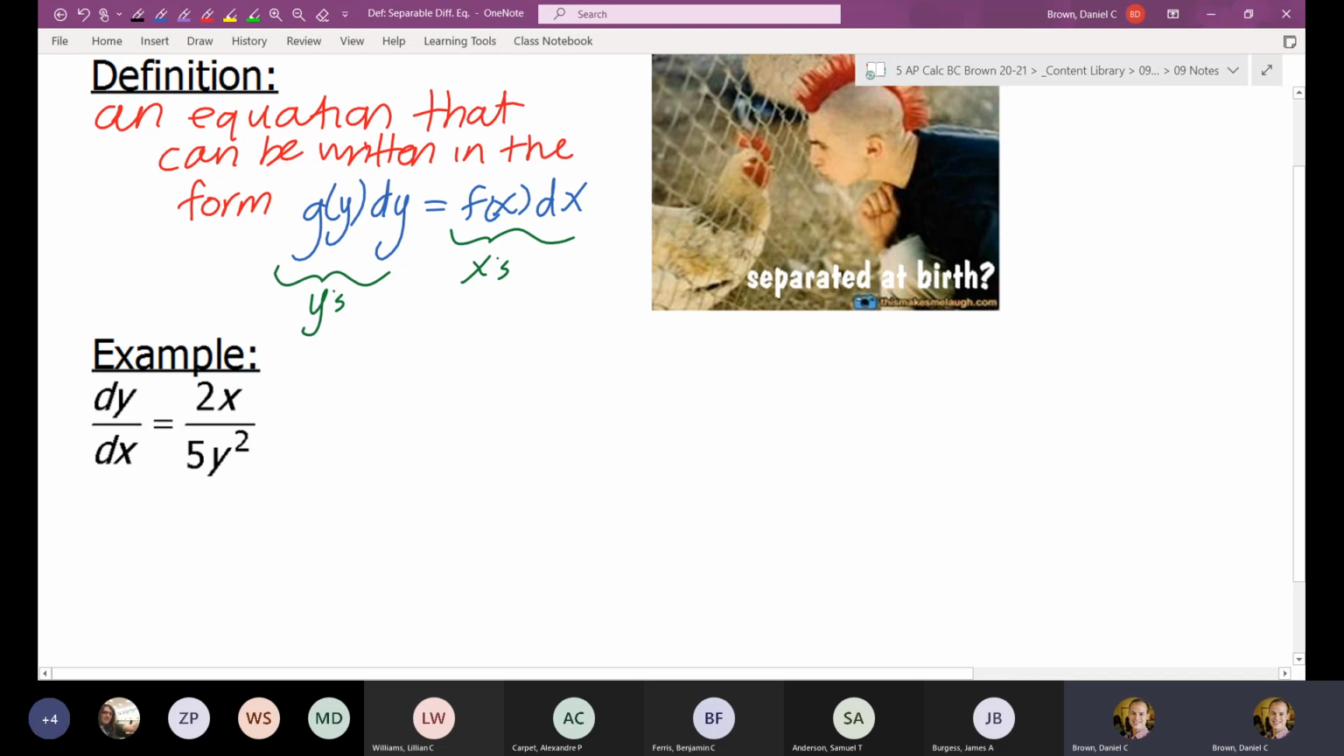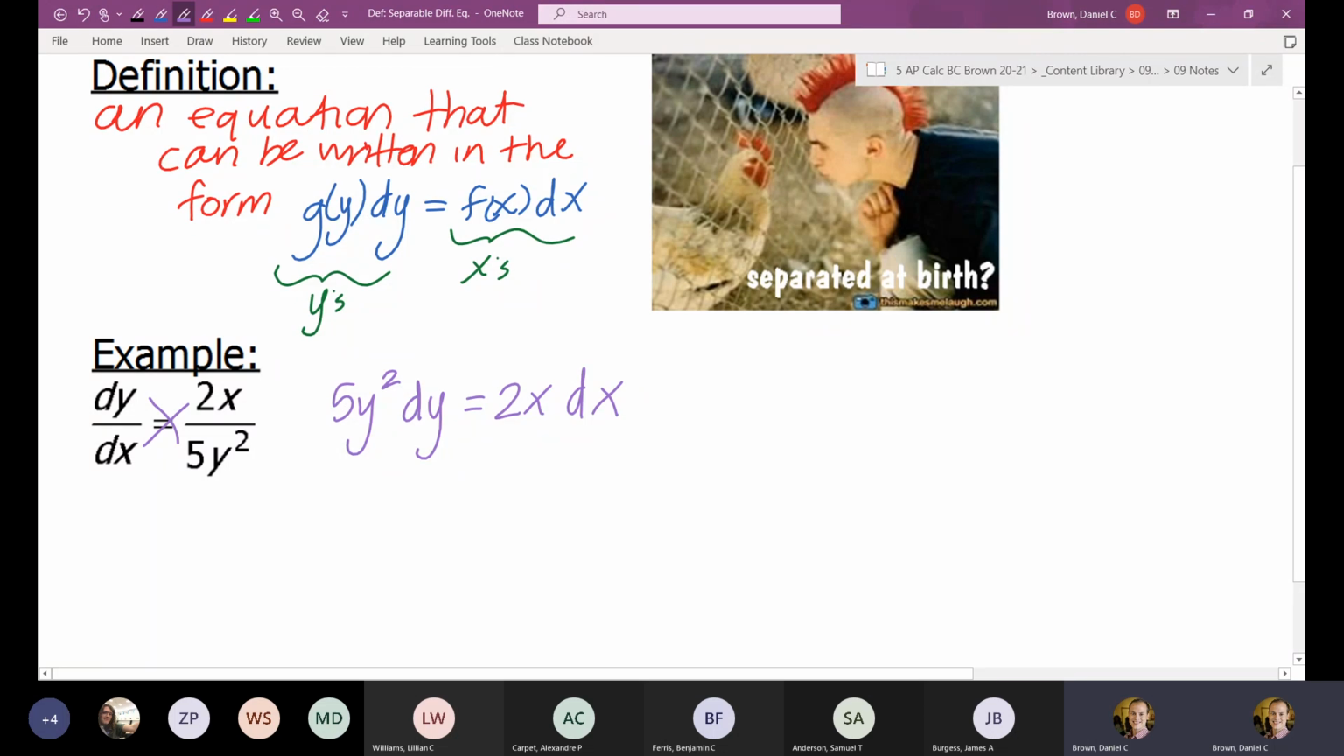What's the easiest way to do that? You can simply, in this one, cross multiply, and you end up with 5y squared dy equal to 2x dx. So I got anything with a y on one side, anything with an x on the other. One thing you will notice a lot in this topic is there's often different paths you can take and still end up with the same right answer. For example, that's how I would probably separate the variables.